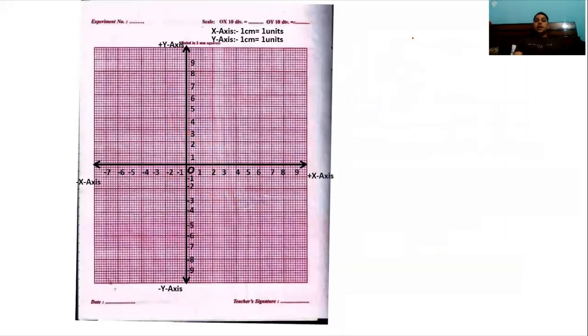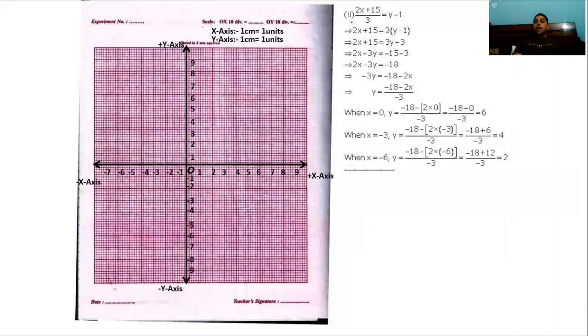Then the next category of question, we have another linear equation: 2x + 15/3 = y - 1. So we have to solve this equation and make it simple, and first we'll decide the independent and dependent variable. After solving this equation, we have y as a dependent variable and x as an independent variable. Now from this part, y = (-18 - 2x)/-3.